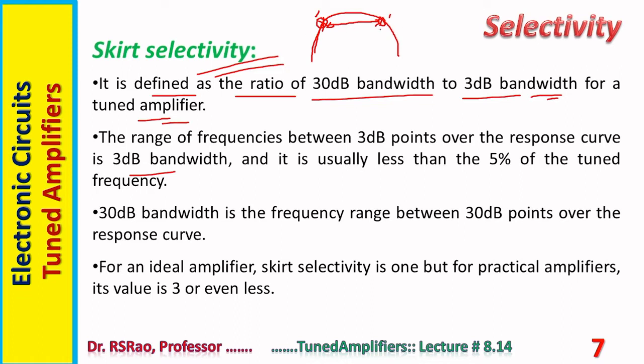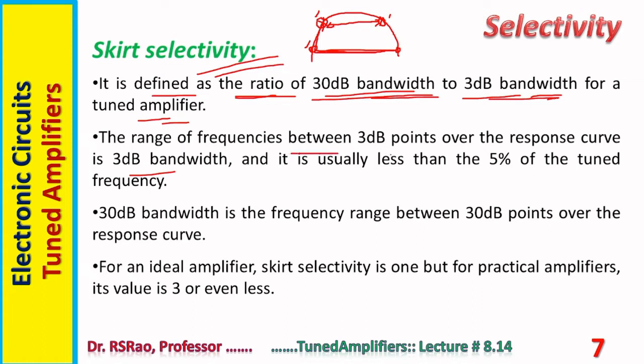Like 3 dB points, one can locate 30 dB points also. They may be somewhere here. One is the lower 30 dB point, and somewhere here you can find the upper 30 dB point. The distance between them is 30 dB bandwidth. Skirt selectivity is the ratio of 30 dB bandwidth to 3 dB bandwidth.